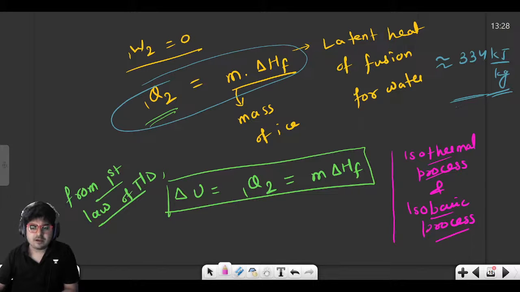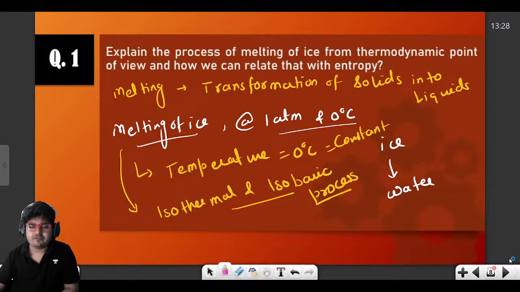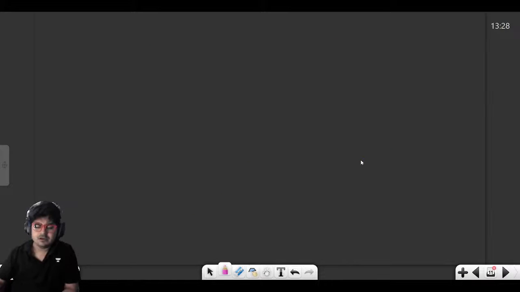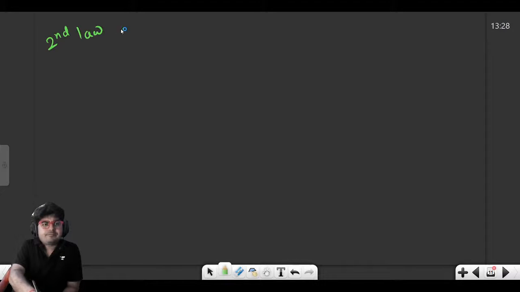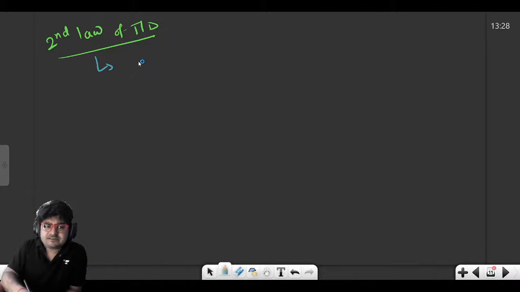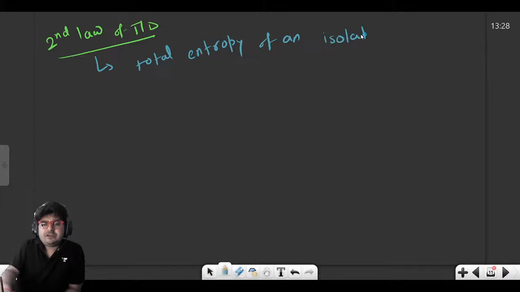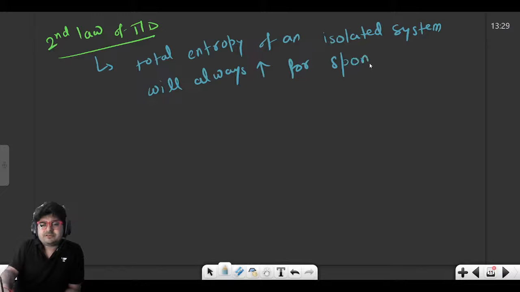Noted? Now let's talk about the entropy consideration. Okay, if you see the question, what is the role of entropy, how we can relate entropy here. Okay, so for entropy, we have to talk about the second law of thermodynamics. And I hope you guys know second law of thermodynamics states that total entropy of an isolated system will always increase for spontaneous processes.